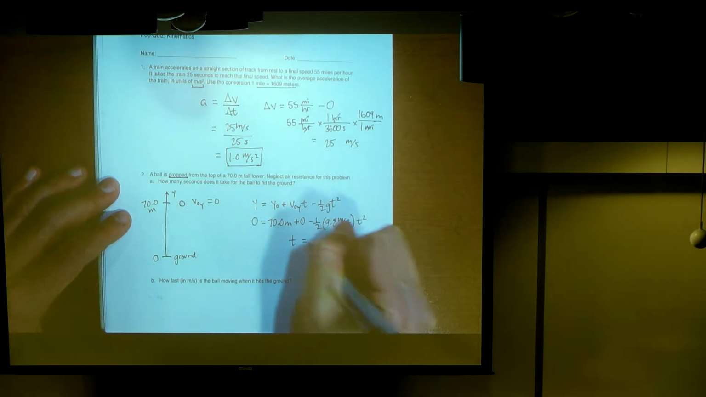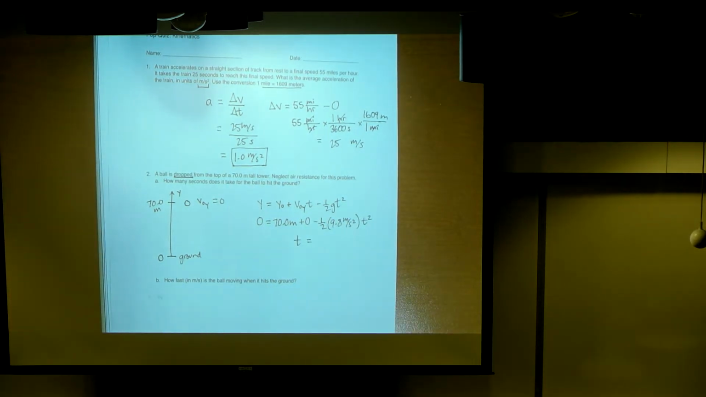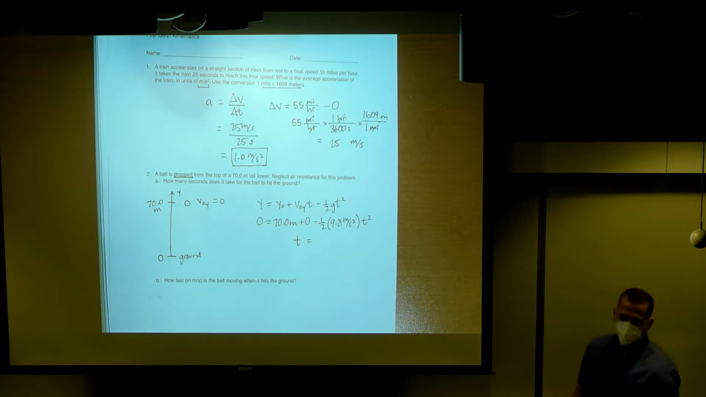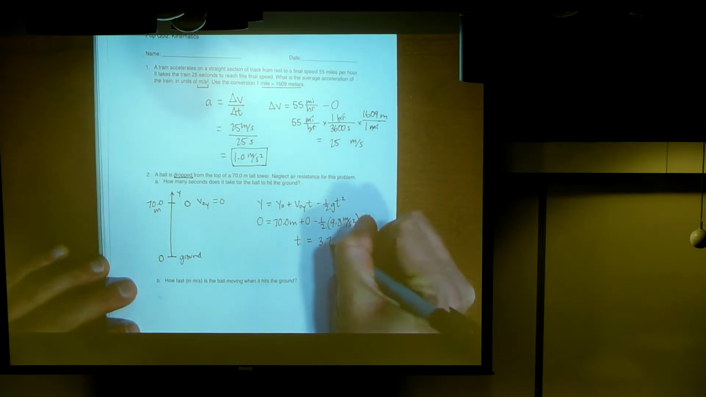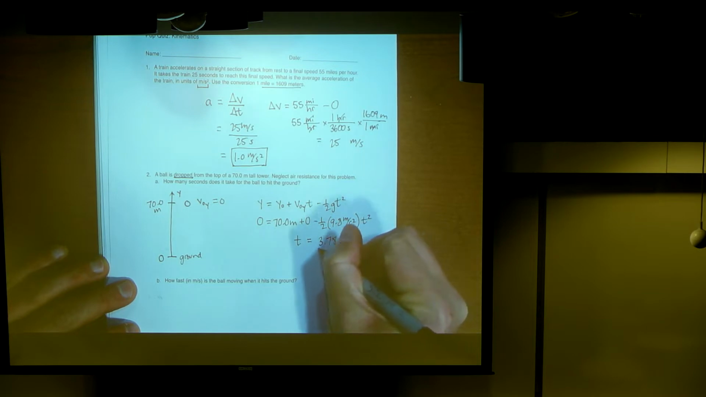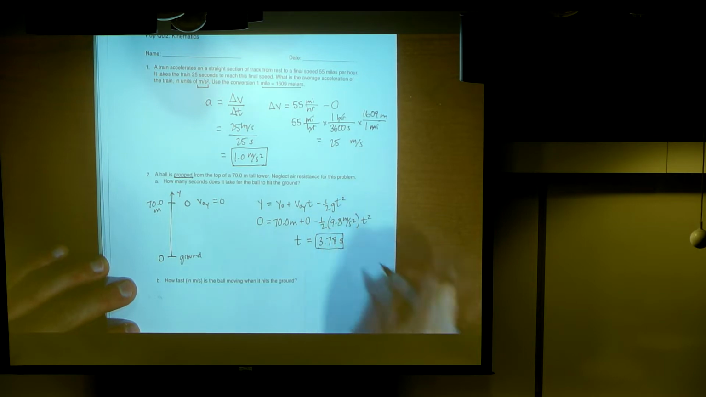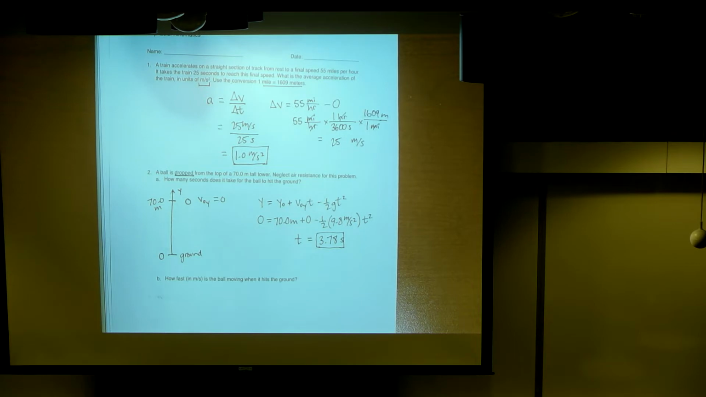I'm not going to go through the algebra. It's pretty straightforward. But what happens when you solve for t? What do you get? 3.7. I was getting something like 3.78 actually. Do we agree? So you can work this out and you'll see you'll get 3.78 seconds. So that's the time it takes to fall to the ground.